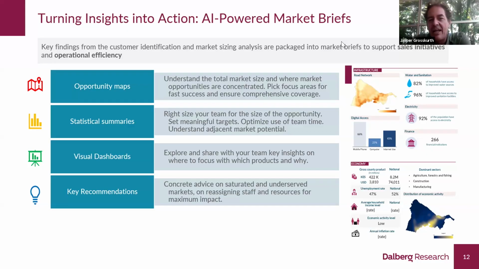And it helps you to understand adjacent market potential. So again, this is when you say, oh, if my product were 20% cheaper, if I were able to buy in large bulk and therefore get 20% less, how much larger would my market be? How many more people could I serve? Does that market have roughly the same shape, or do very different places pop up? And then you can explore with your team key insights on where to focus with which products and why.